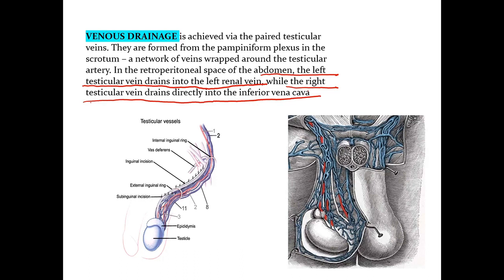That's why you see varicoceles are commoner on the left side compared to the right side. Take note of this. Varicoceles are commoner on the left side than the right side because these veins drain perpendicularly into the renal vein. And of course, when you see a patient with varicocele, you should be looking for a tumor in that kidney that is obstructing the drainage.